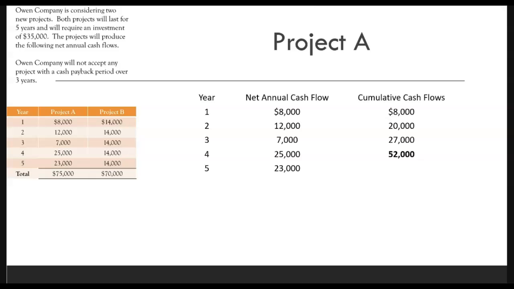So at some point in year 4, we make back all of this money. We need to figure out at what point in year 4. So the way that we're going to do that is we need to figure out, going into this year, going into year 4, how close were we? So we take the $35,000 of the initial cost and subtract out the cumulative cash flows from year 3. So going into year 4, we needed to make another $8,000.